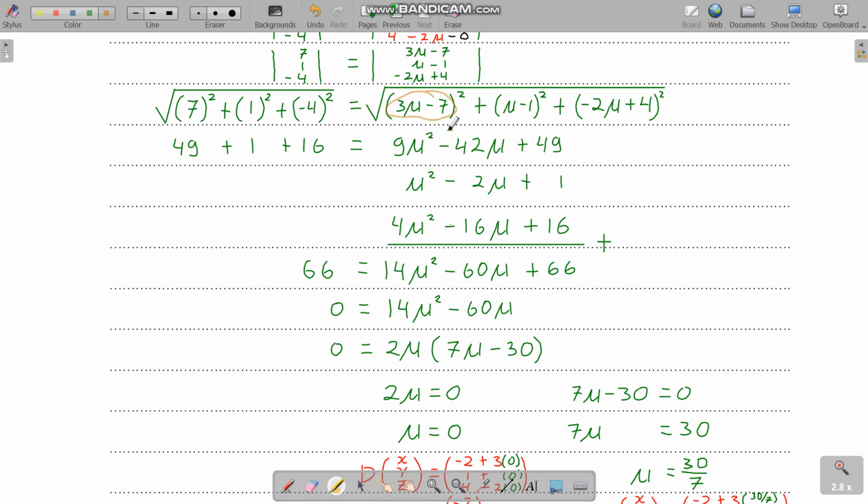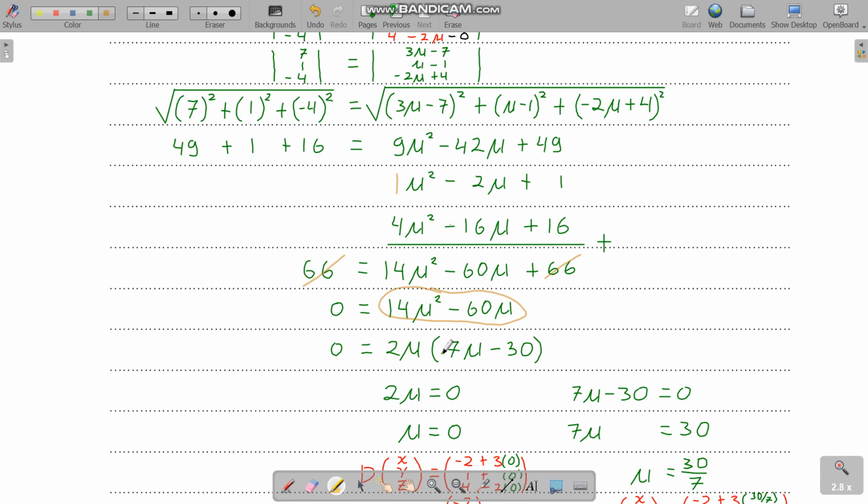For (3 mu minus 7) squared, we have 9 mu squared minus 2 times 3 times 7, so minus 42 mu, plus 7 squared, 49. And from this expansion, we get mu squared minus 2 mu plus 1. And from this expansion, we have 4 mu squared minus 16 mu plus 16. And then we simplify. 9 plus 1 plus 4, 14. Minus 42 minus 2 minus 16, minus 60. And from here we get 66. Same as this, also 66, so we can cancel out the 66. And we have only this simple quadratic.